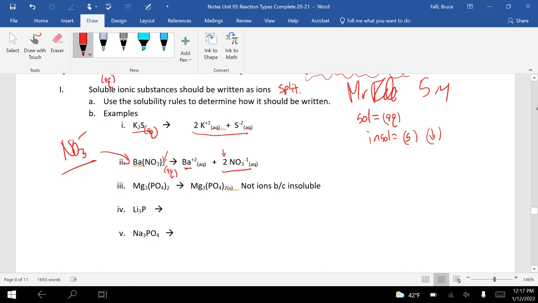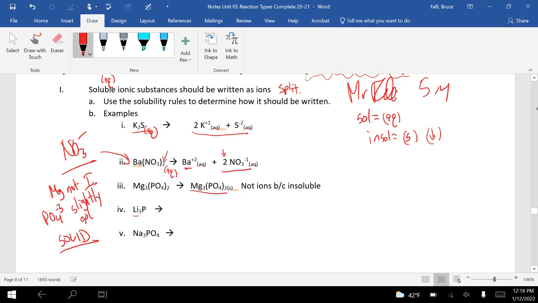Okay? So Mg3(PO4)2, Mg, not a group 1. So that means you need to look for something else. And I look at my phosphate rule. Most phosphates are slightly soluble. Okay? So slightly soluble, which means solid. So I write it together because it's not soluble, because it's insoluble.